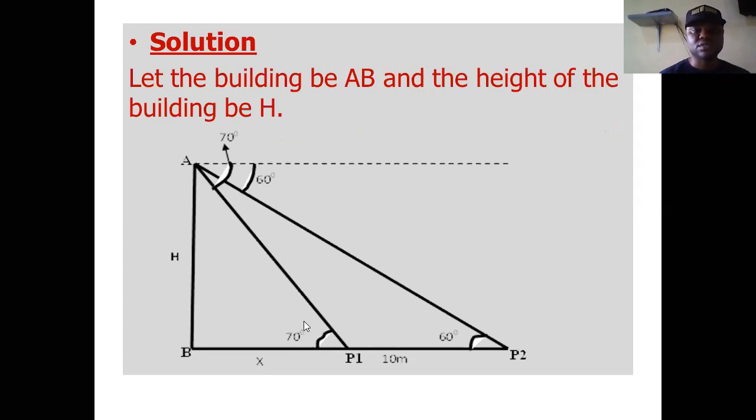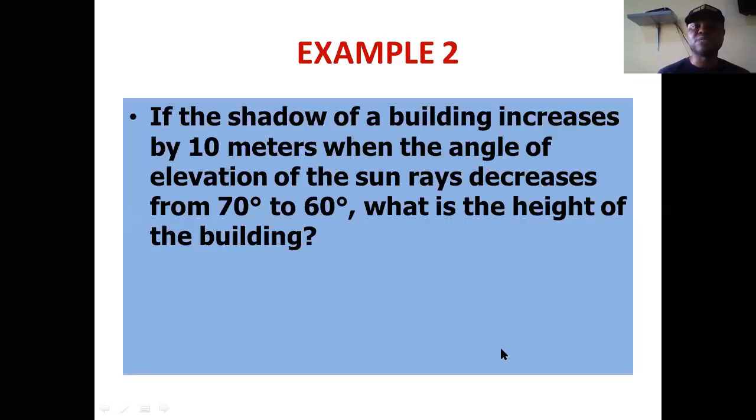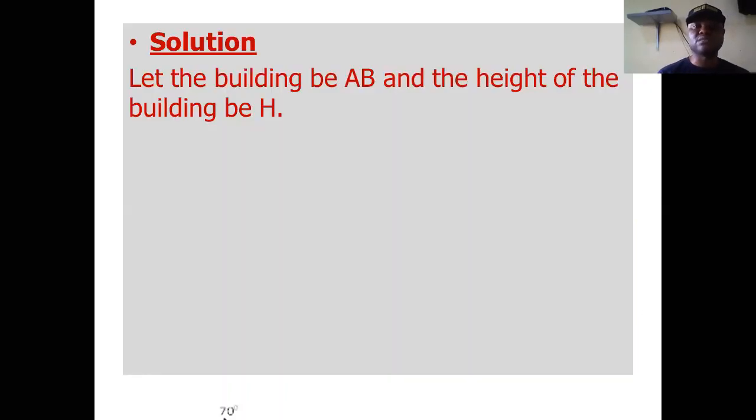Now, look at this. The first angle is 70. This is the elevation. Then it decreases, and as it decreases, the shadow moves to another distance, 10 meters away. Remember again, the shadow increases by 10 meters when the angle decreases. So the shadow increases by 10 meters.